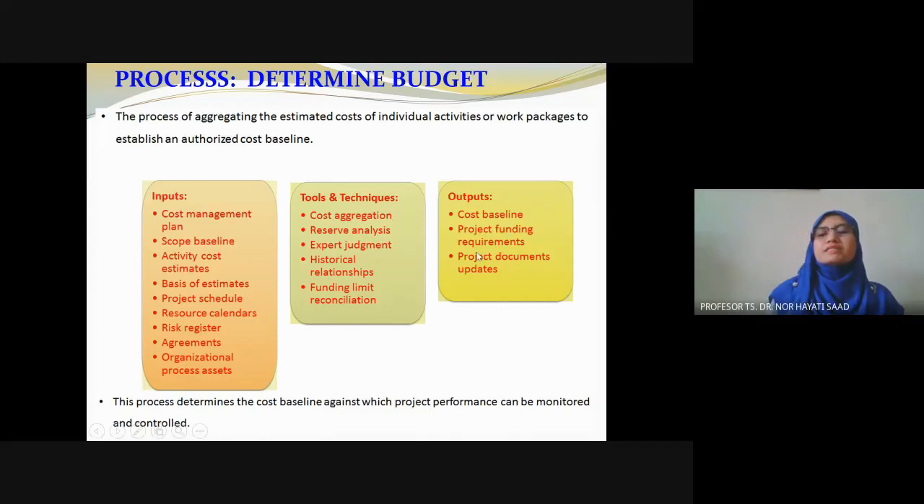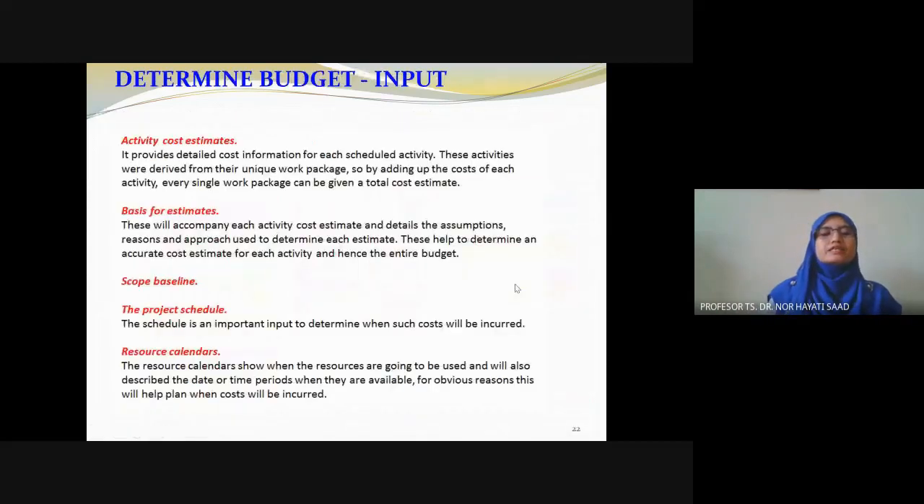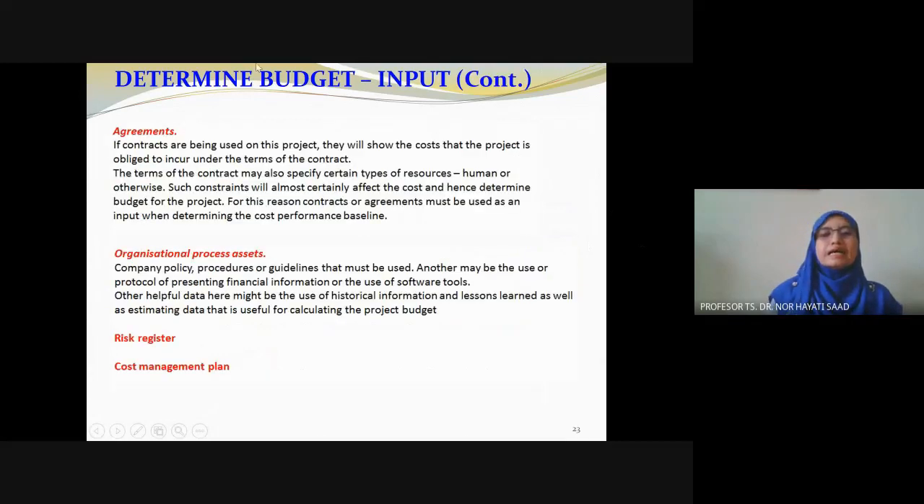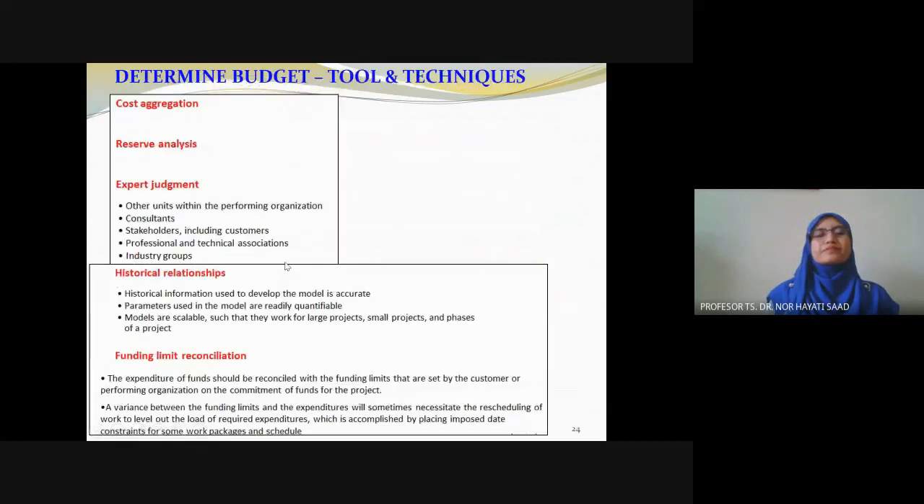So the project document updates. This is what you can read in detail, the inputs: the agreement, the organizational process assets. You can read, this is similar to the previous processes which use the same inputs. So you can also read the approaches.